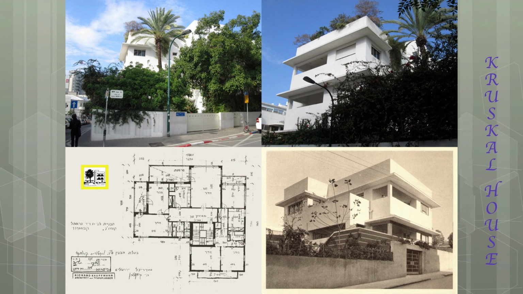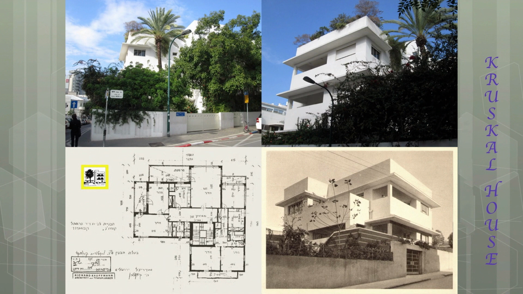This collage includes 2 current photos of the completely restored Kruskal house, one earlier photograph, and a copy of the original plan. If you look on the lower left corner of the plan, you will see Richard Kauffmann's stamp on it, and that it is dated December 20th, 1931.